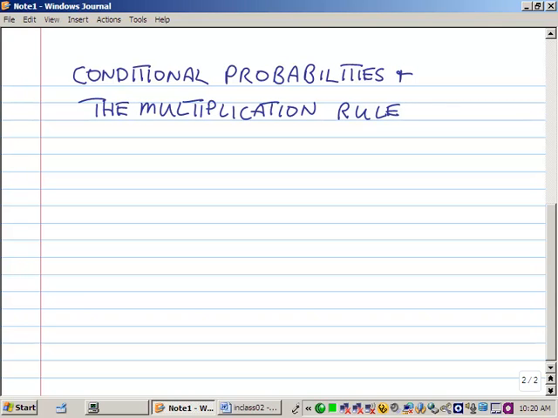In this lecture we will look at the concepts of conditional probabilities and the multiplication rule. In essence, we've seen both these concepts before, but we have not put those names to them.